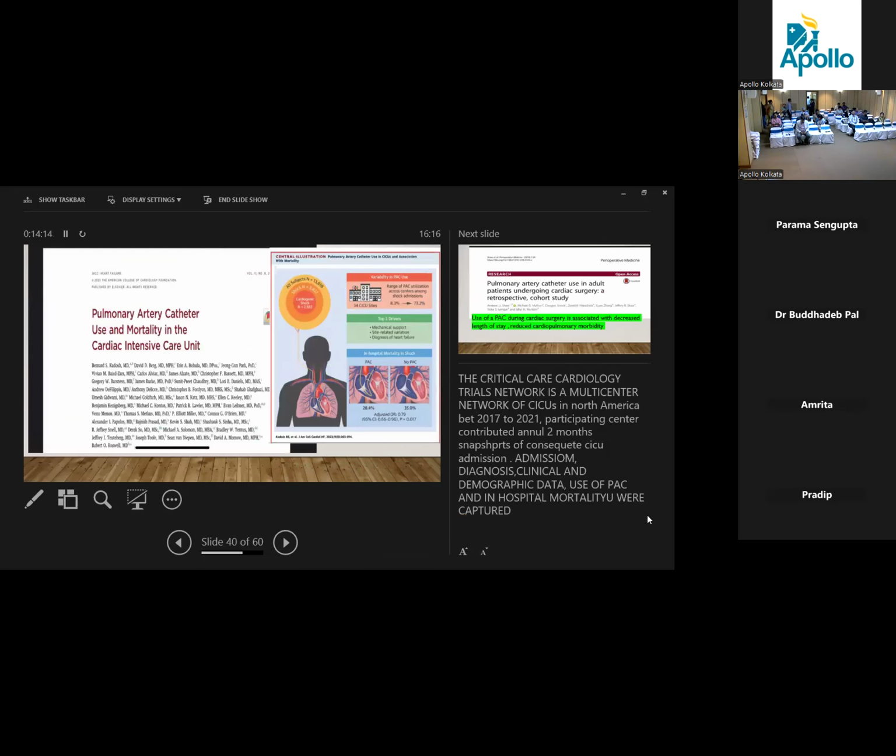These are other studies from a critical care cardiology trial. The total number of patients included in this trial was 3,000. Out of that, 2,000 patients with cardiogenic shock were included in this study. The patients were divided into two groups: with PAC and without PAC. In patients with PAC, the mortality rate was 28.4%, and in patients with no PAC, the mortality rate was 35%.